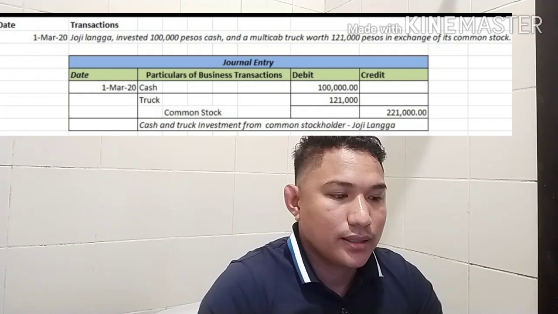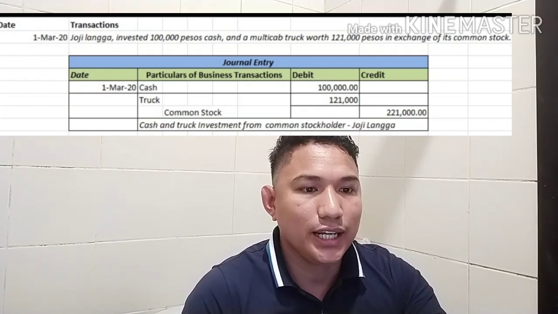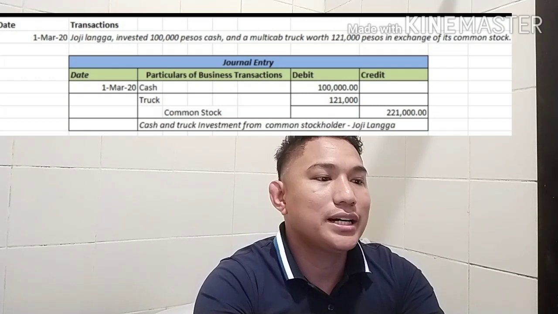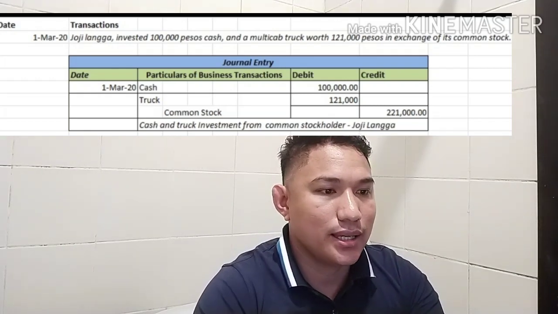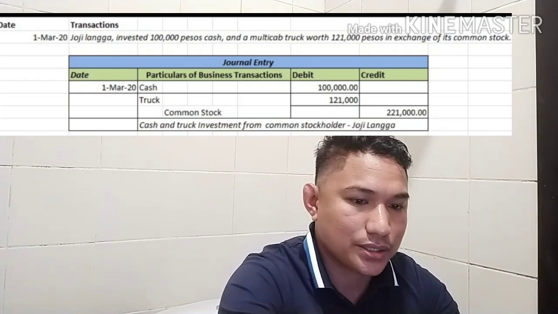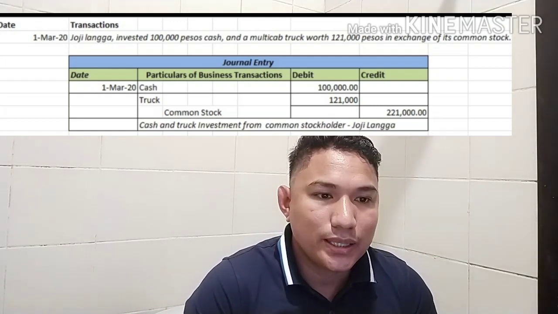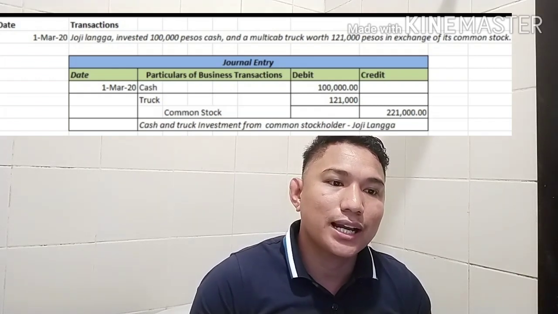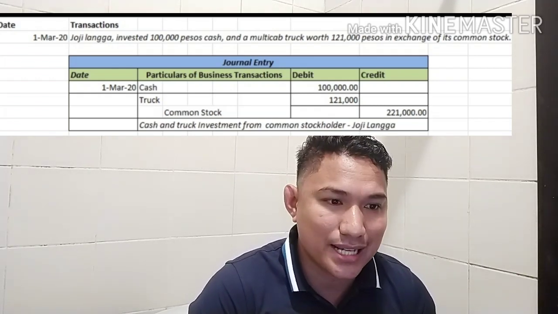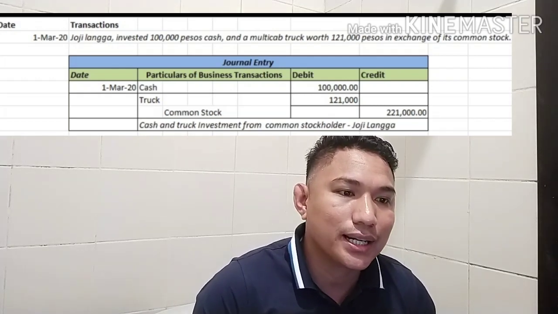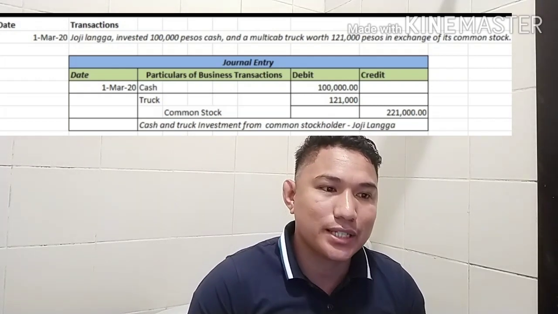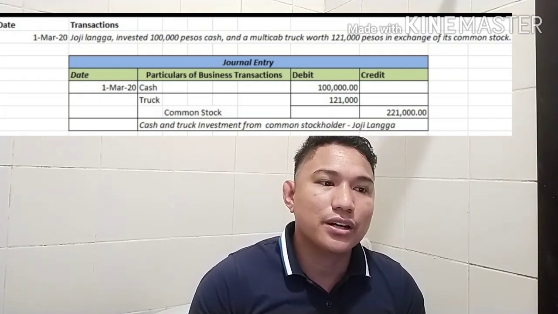Okay, let's start with the accounting transactions of Joji Langa. The first transaction is dated March 1st, 2020. This is your first transaction. On March 1st, 2020, Joji Langa invested 100,000 pesos cash and a multi-cab truck worth 121,000 pesos in exchange of its common stock.